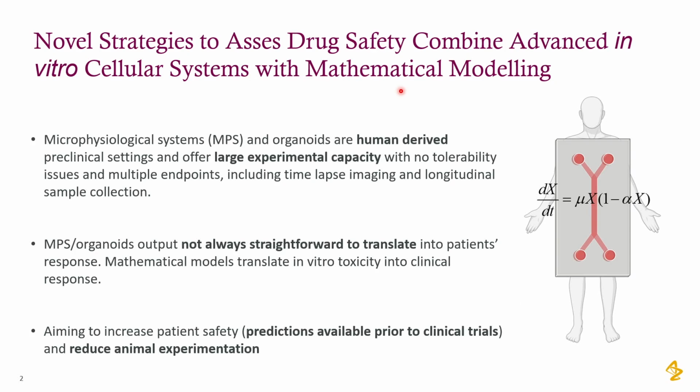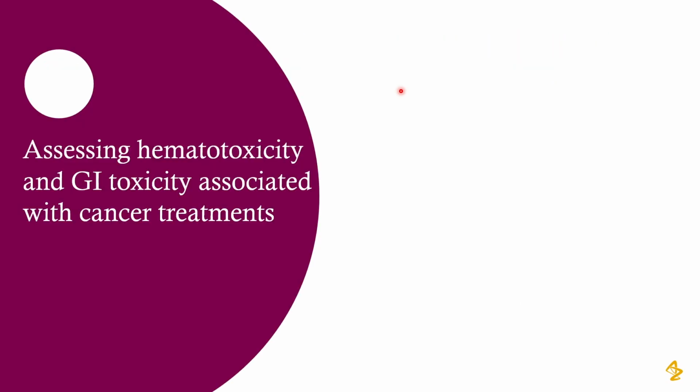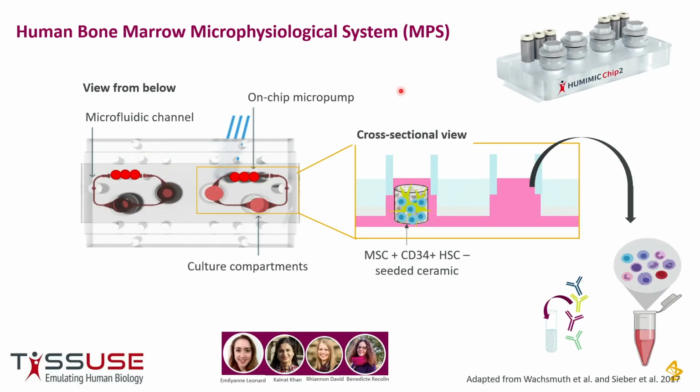and also reduce animal experimentation. So I'm going to speak about how we are assessing hematotoxicity and GI toxicity, because these toxicities are associated with cancer treatments and are very common. What we are aiming at is developing dosing schedules so that we can mitigate the toxicities. We can find those schedules that maintain efficacy but minimize toxicity. Rhiannon has explained this already, so I'm going to go very quickly.